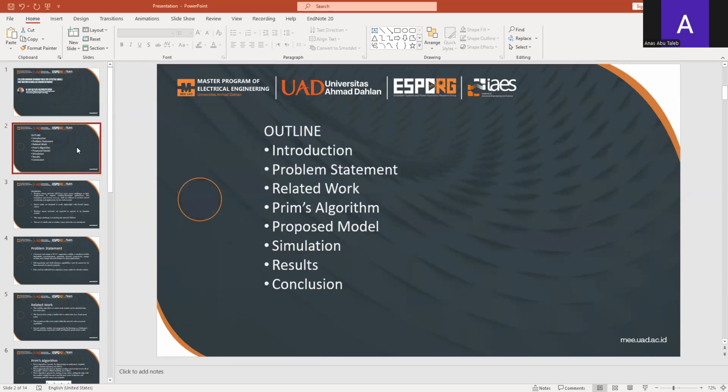The presentation will proceed as follows. We will start with an introduction of the topic and a problem statement. After that, a sample of related work will be presented. An overview of Prim's algorithm would be presented next. Then the proposed model of the paper mentioned will be discussed, along with the simulation scenarios and results. And finally, the paper will conclude.